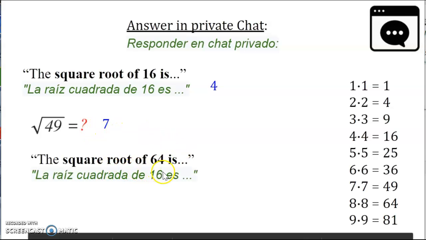The square root of 64. Find your 64. 64 is here, and 64 is made up by the side length of 8 by 8. So the square root of 64 is 8.